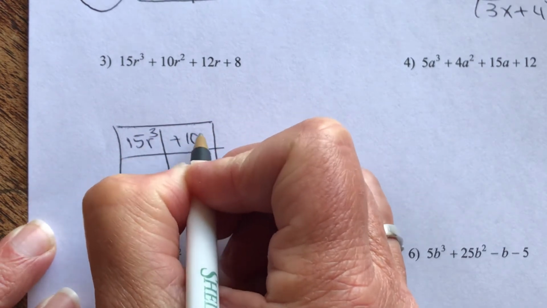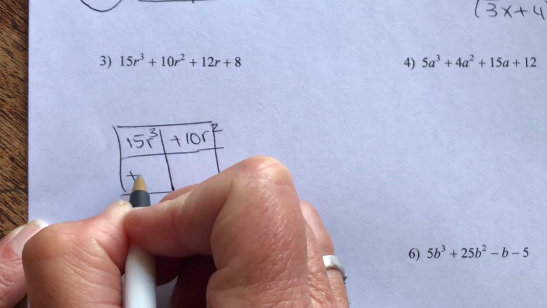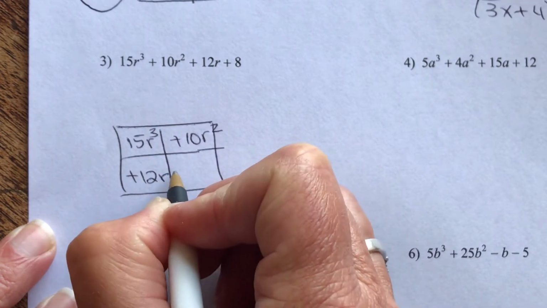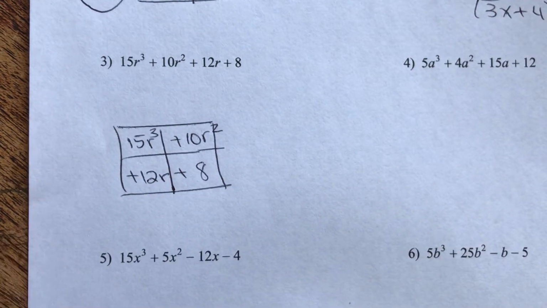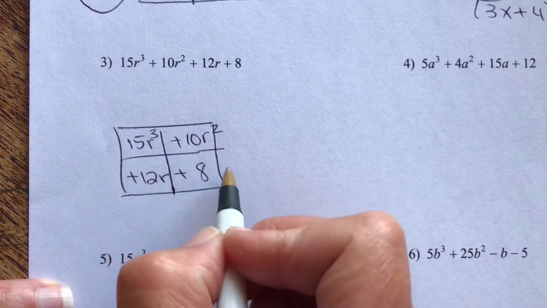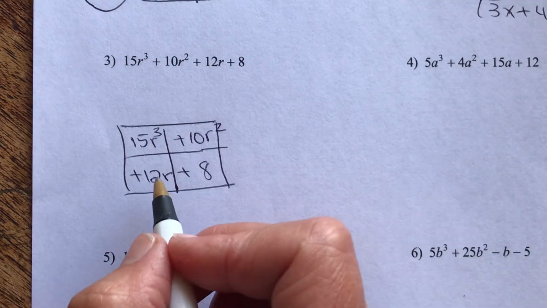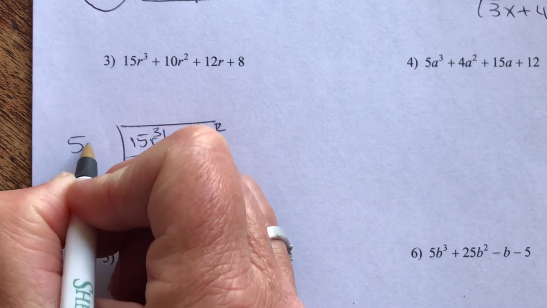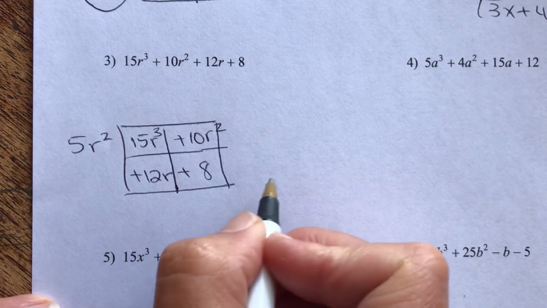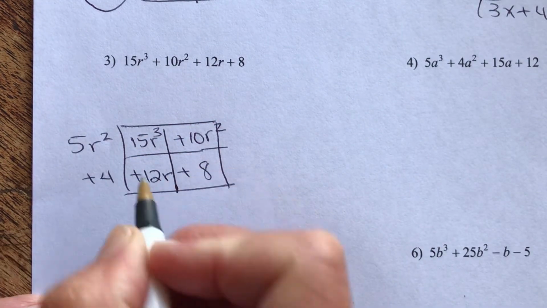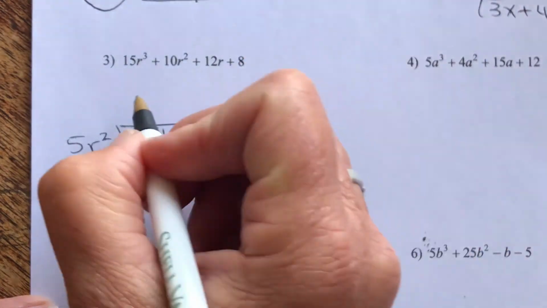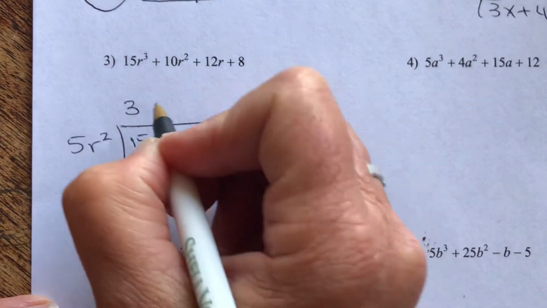Beautiful. Including the signs. That's important, because we're going to get to a point where the signs are going to really start changing and they're going to be a little bit more sassy. So let's see. Remember, we're finding the GCF of our columns and our rows. We have 5r squared as the GCF. Here we have a positive 4. Here we have a 3 and an r.